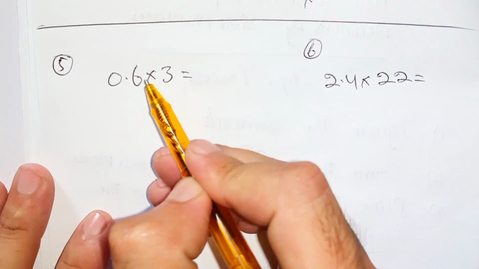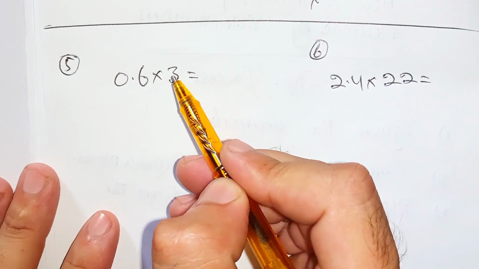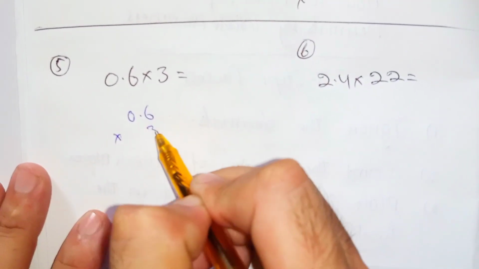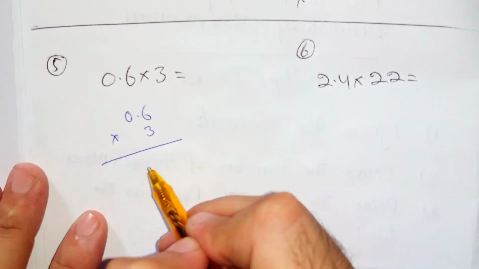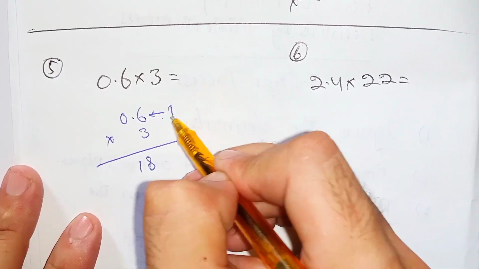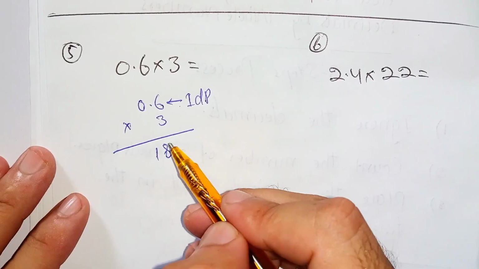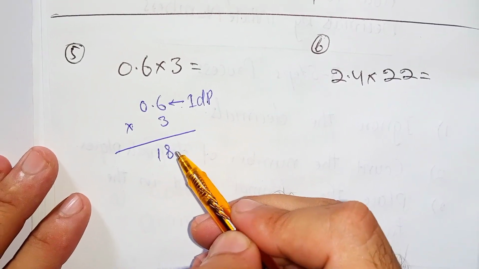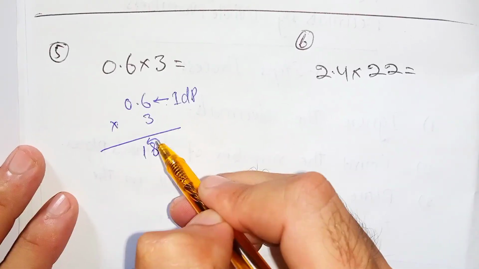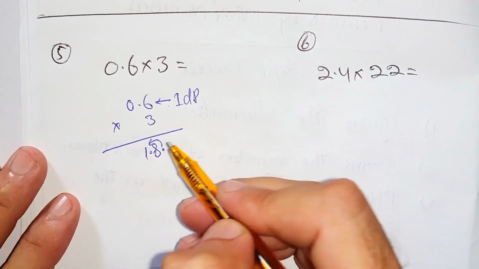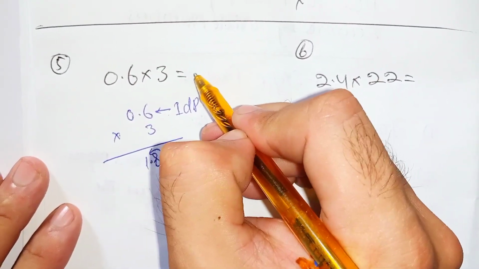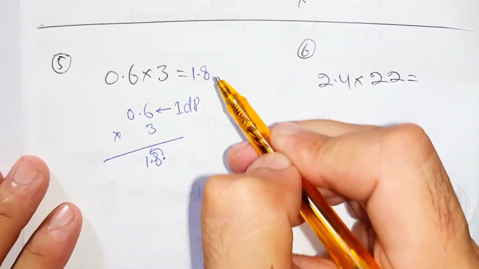Now in example number 5, we will multiply 0.6 by 3. So again we will multiply 0.6 by 3 just like whole numbers, right? So 3 times 6 is 18, right? There is one decimal place in 0.6, so there should be one decimal place in the answer, right? So we will move the decimal point from right to left one place, right? So the answer will be 1.8. So we can say that 0.6 multiplied by 3 is equal to 1.8.